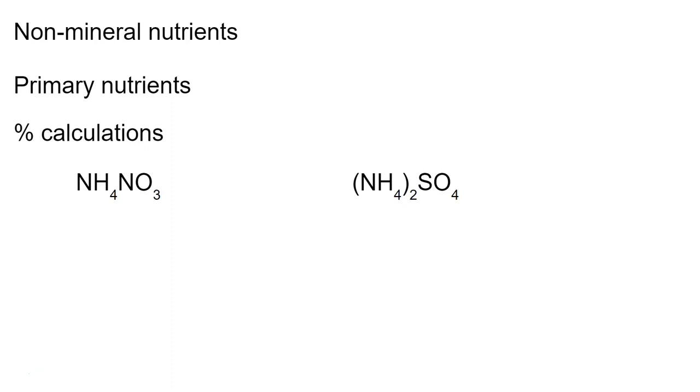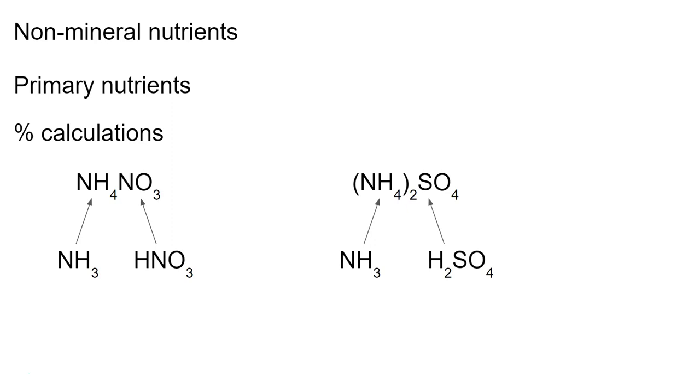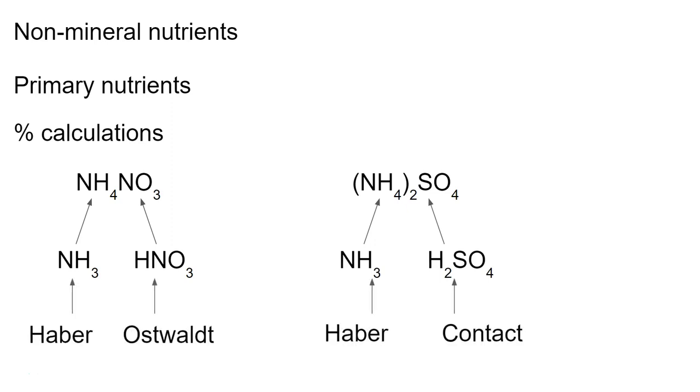You'll have to know which substances we add together to create these 2 nutrients, and you need to know how these substances are created in practice. In practice, these substances are created using the Haber, Ostwald and contact process. In this chapter there's not such a lot of work to understand, but there's a lot of work to learn off by heart, and I hope these videos will assist you in that.